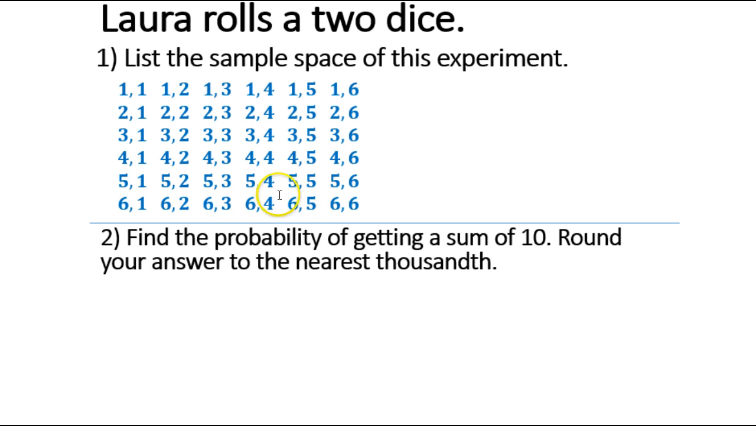I can keep looking. Oh, this one's 11. Here is another 10. 5 plus 5 would give me 10, and 4 plus 6 would give me 10. So it looks like I have these 3 here in a diagonal. Okay, so these 3 right here are my possibilities.